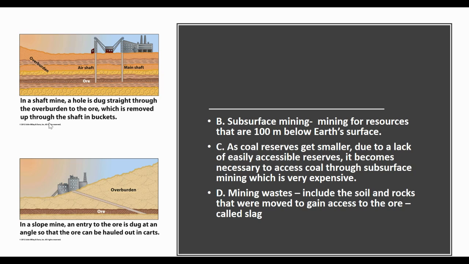On the left-hand side of our slide, these are just some pictures of what subsurface mining tends to look like. This is a shaft mine, where a hole is dug straight through the overburden, so that's our rocks and our soils, in order to tap into our ore supplies, and then it's removed via buckets upward. We can also see a slope mine, where the entry to the ore is dug at an angle through the overburden and can then be hauled out via carts.